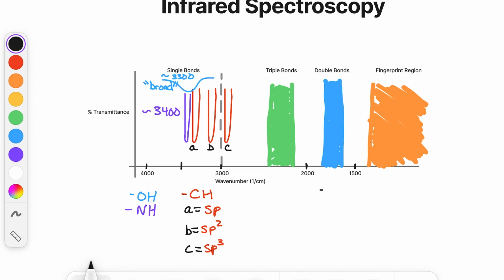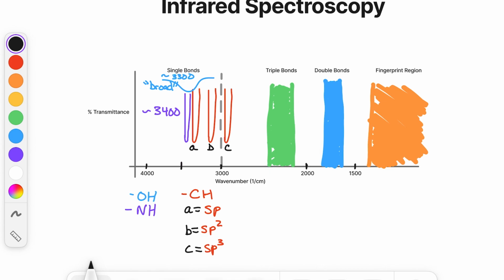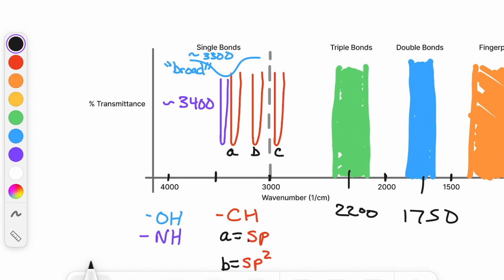Other than that, we need to know where the double bond region is and where the triple bond region is. We don't need to know any specific signals within those regions just because everything is so similar. The MCAT, the AMC is never going to ask you questions about differentiating bonds within the double bond section or within the triple bond region. So we just need to know that the double bond region is at about 1750 and the triple bond region is at about 2200.